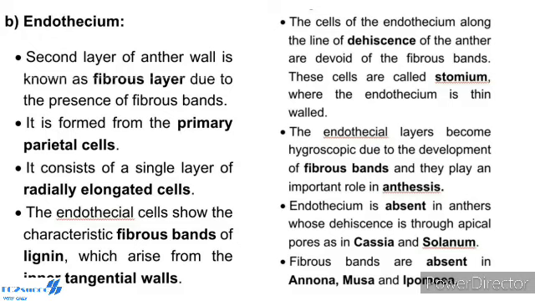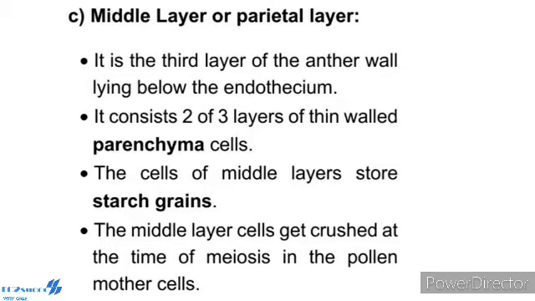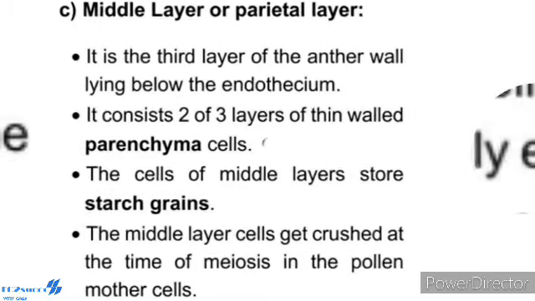Fibrous bands are absent in Annona, Musa, and Ipomoea, etc. Third one, middle layer. It is the third layer of the anther wall lying below the endothecium. It consists of 2 to 3 layers of thin-walled parenchyma cells. It is also known as the parietal layer. The cells of the middle layer store starch grains. The middle layer cells get crushed at the time of meiosis in the pollen mother cell.